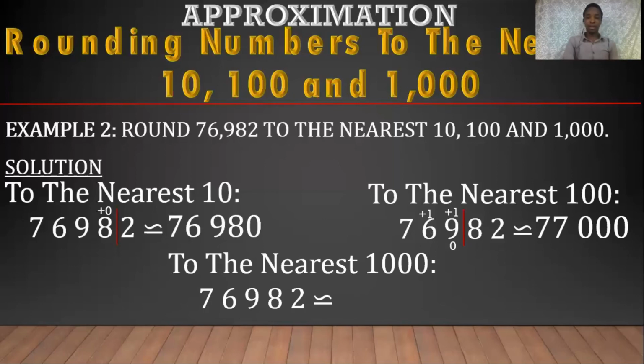Now, let's do the nearest 1,000. I'm having my unit as 2 still, my tens 8, my 100 9, my 1,000 6. So my line will come after 6. Now check the number after the line. In this case, I have 9. So I'll be adding plus 1 because I'm rounding up. So plus 1 to 6, my answer then will be 7. Every other number after the line will change to 0, 0, 0, right?